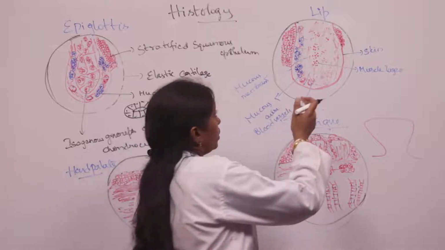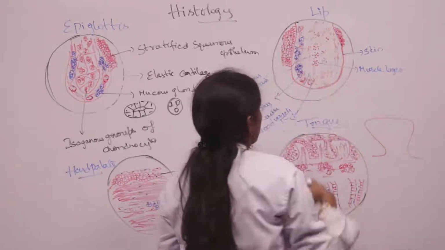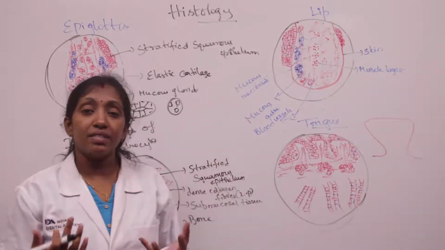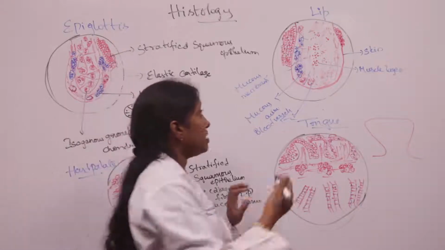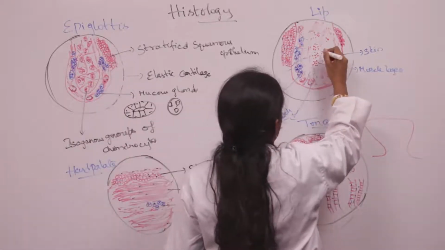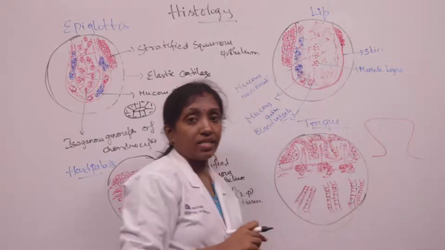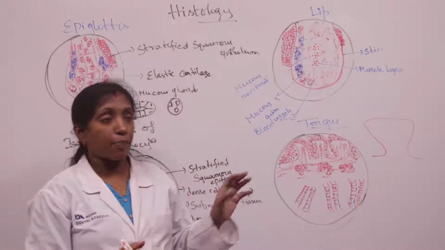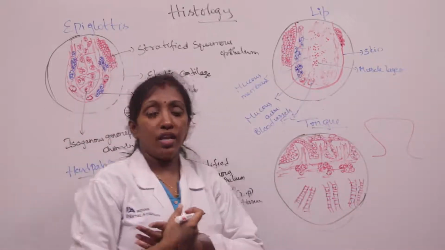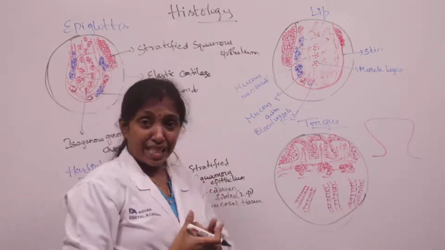And one more thing is, the lip consists of muscle layers. Lip consists of skeletal muscles. So we can see in the center longitudinal sections of skeletal muscles, present deep to the connective tissue layer. So that's about the lip.